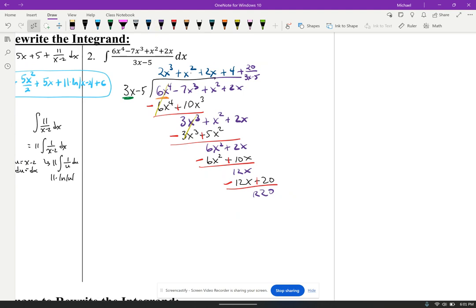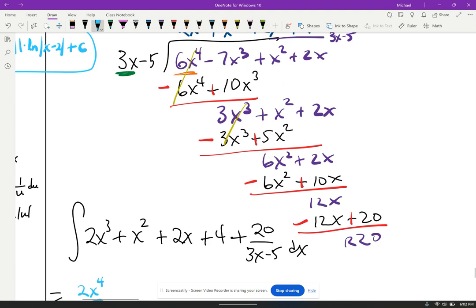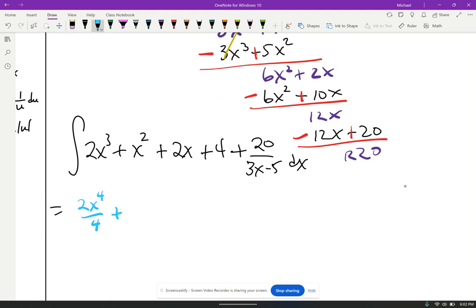Great. The whole purpose of doing that long division was so that we could take the antiderivative. So now I'm ready to take the antiderivative of 2x to the third plus x to the second plus 2x plus 4 plus 20 over 3x minus 5 dx. I'm going to start taking the antiderivative. I can just do the reverse power rule. Add 1 to the exponent, divide by the new exponent. Add 1 to the exponent, divide by the new exponent. Add 1 to the exponent, divide by the new exponent. The antiderivative of a constant is the constant times x.